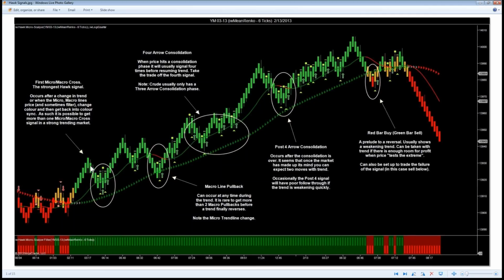So this is your Hawk scalper, and you would be looking for things like the first micro-macro cross, or the macro pullback, or a 4-arrow consolidation, or a post 4-arrow consolidation signal, or at the very end of the trend, we tend to get red bar buys or green bar sells.